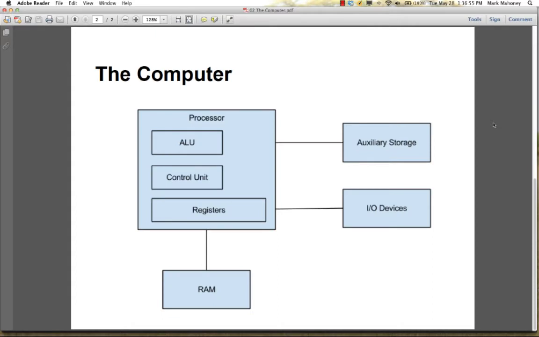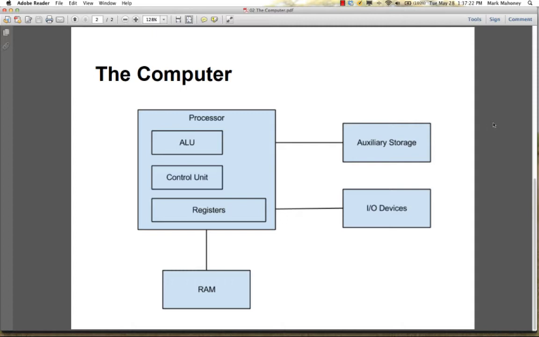Well, a computer is a series of components that are connected to each other with wires, or more likely nowadays on a printed circuit board, which just embeds the wires in sheets of plastic. You've probably all seen these. They're little green boards with many different electronic components connected to them. By far the most important component is called the processor.